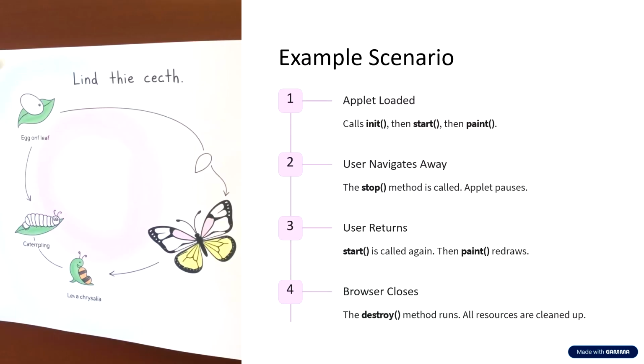Next is an example scenario. First the applet is loaded: init is called, then start, then the paint method. The next step is the user navigating away. The stop method is called and the applet is paused. When the user returns, the start method is called again and the paint method redraws. Next is the browser closure: the destroy method runs and all resources are cleaned up.